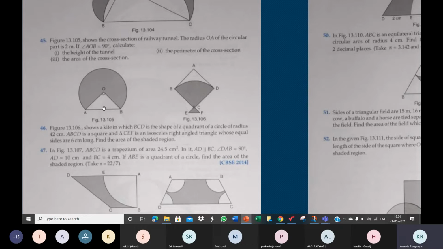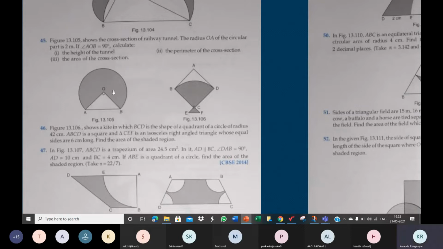What about the area of the cross section, children? How do you find the area of the cross section? What are the two plane figures the cross section is made up of? A major sector and a right angle triangle. The entire thing I showed you is the cross section, children. This has been marked for the sake of computing.